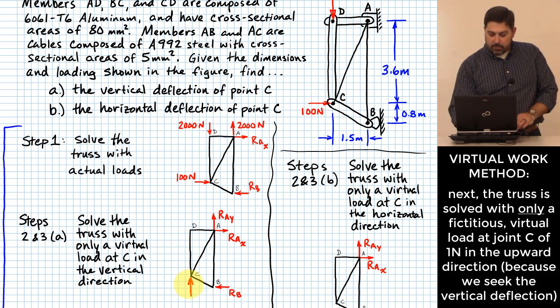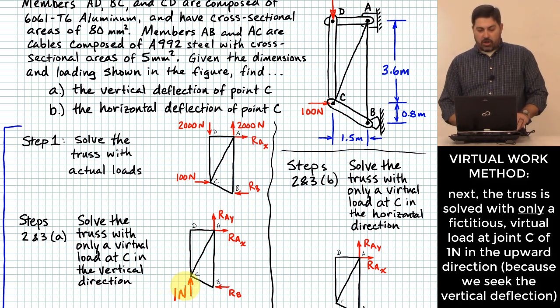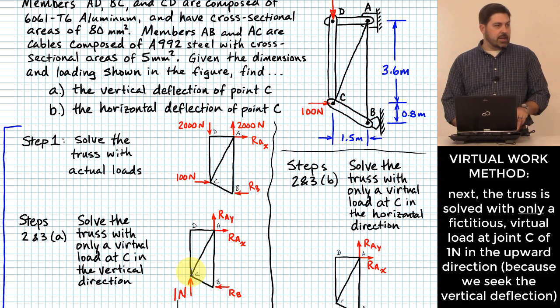So we're going to put that upward load of 1 Newton. Now we need to solve that truss where we've removed our original actual loads applied to the structure and replaced them with just a single load at the location and in the direction that we want to find the deflection.